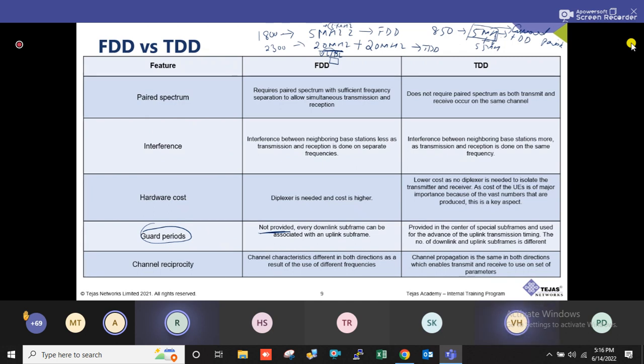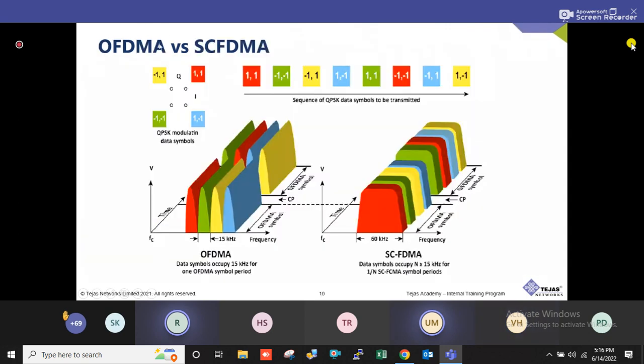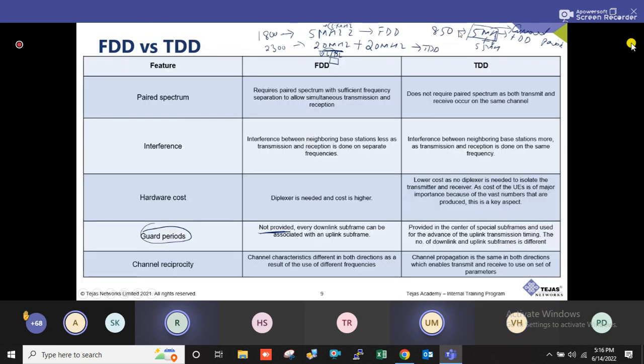Is it clear? Any other doubt? So in other words, we can say that in 2400 TDD, with a special time frame and special subframe, rather than in 850 and 1800, we don't require a special subframe, we don't require a special time slot.